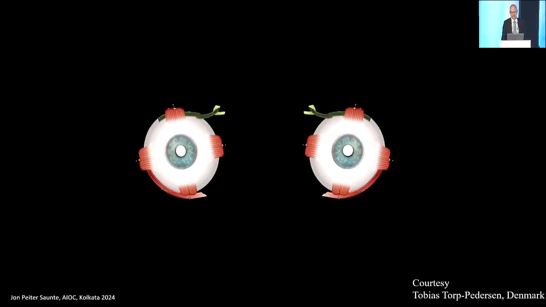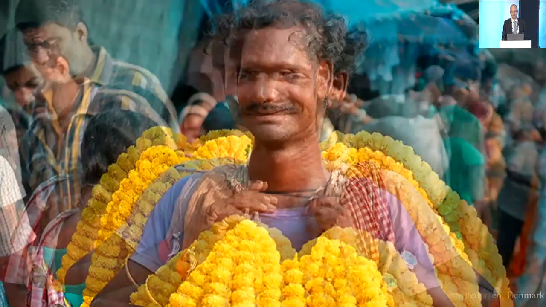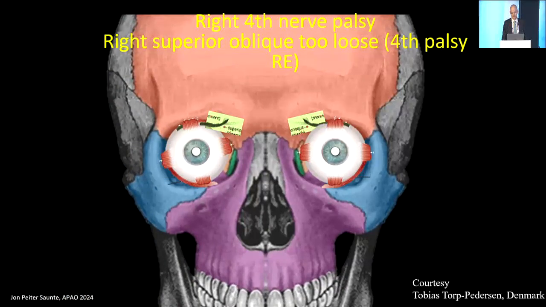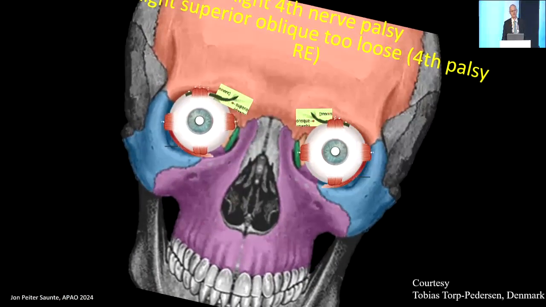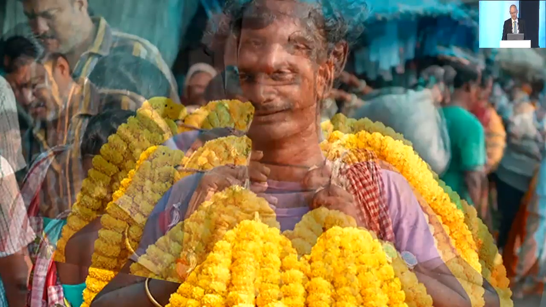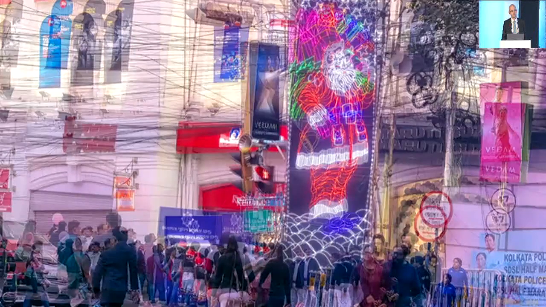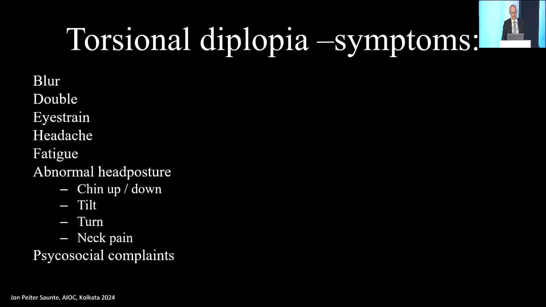We want to take care of this problem, and instead of having pure torsion, you can even have a situation where you have a unilateral fourth, and to compensate for this, you tilt your head. If you have a unilateral fourth, you will actually have both torsion and vertical misalignment. So what do the patients complain about? They complain about blur, so this is what they can experience. Things are a little bit blurry. It may be difficult for them to explain how the world looks for them. And they have all kinds of problems related to torsion.